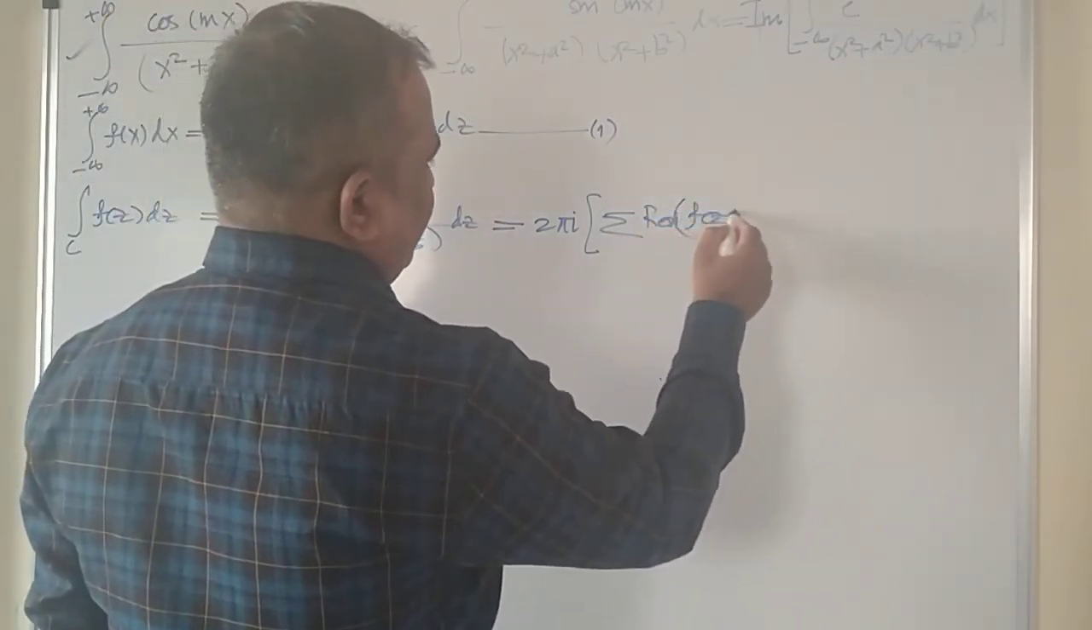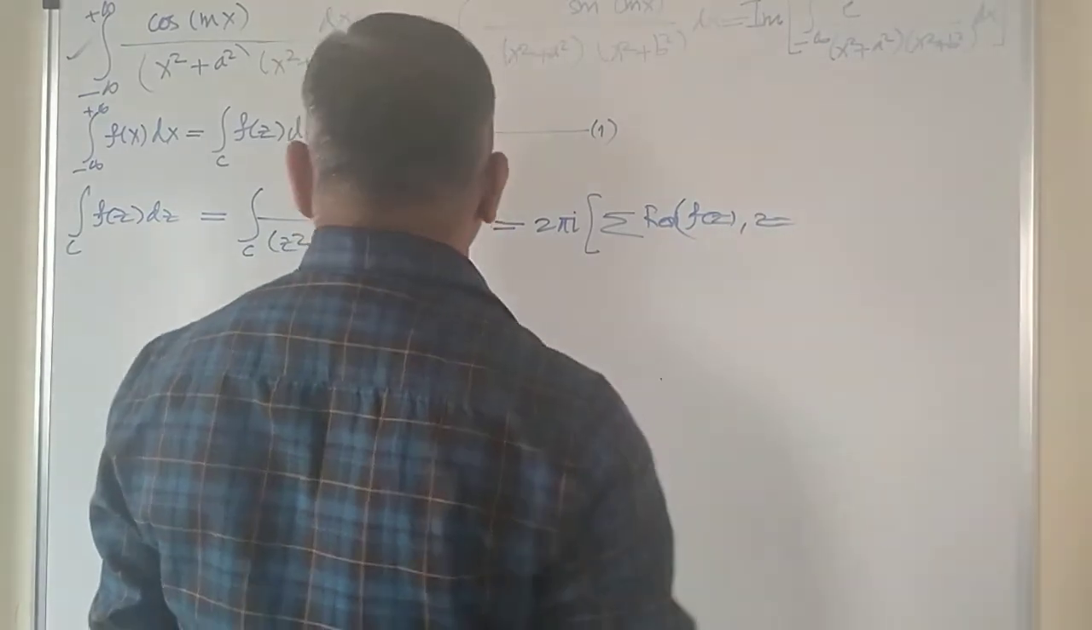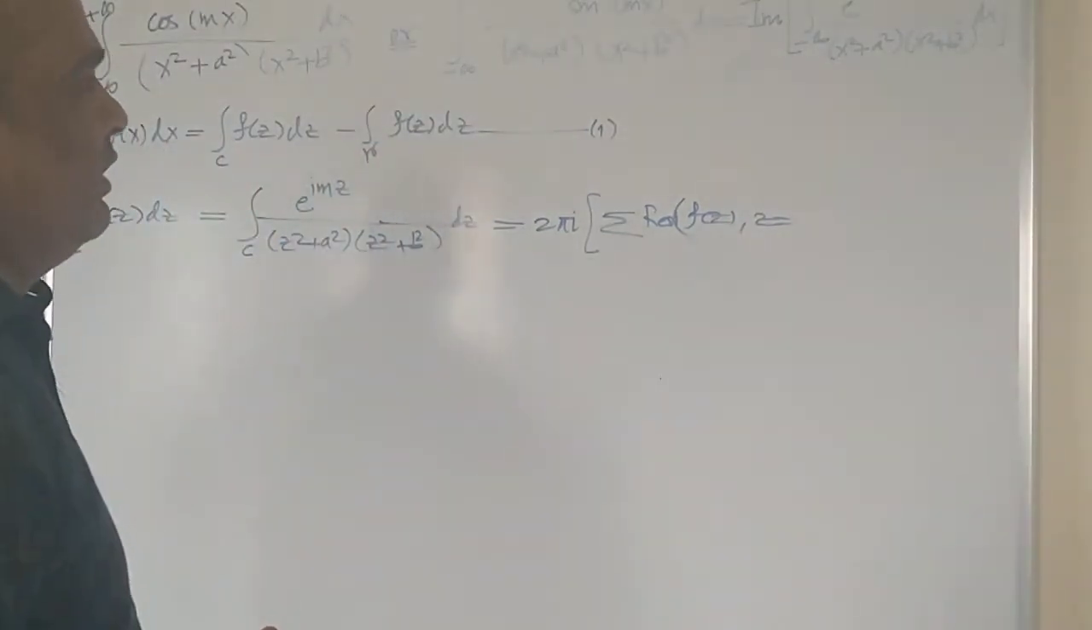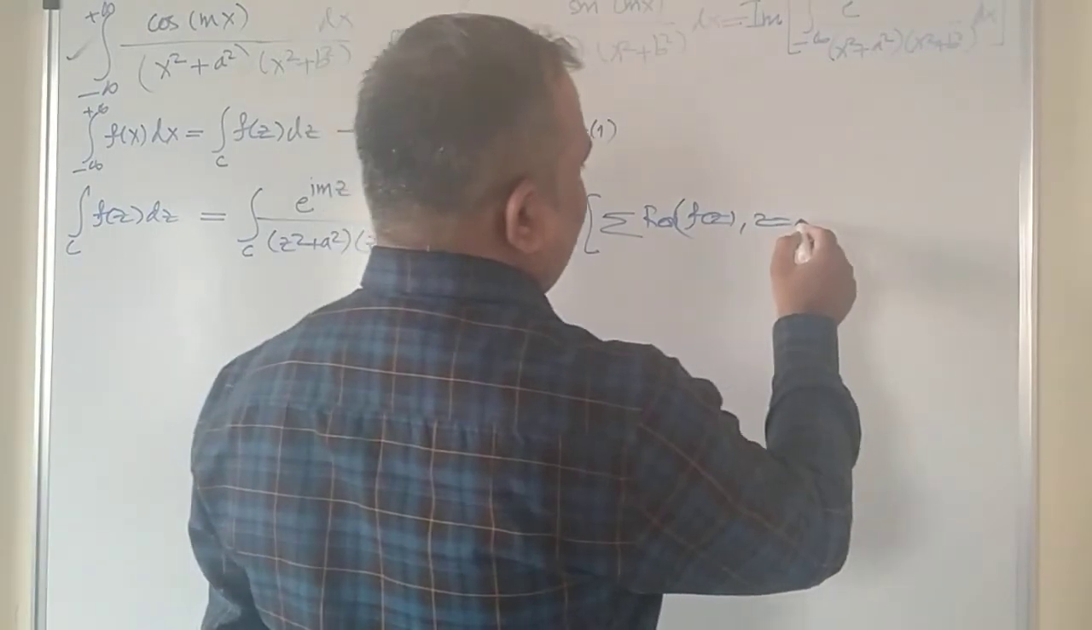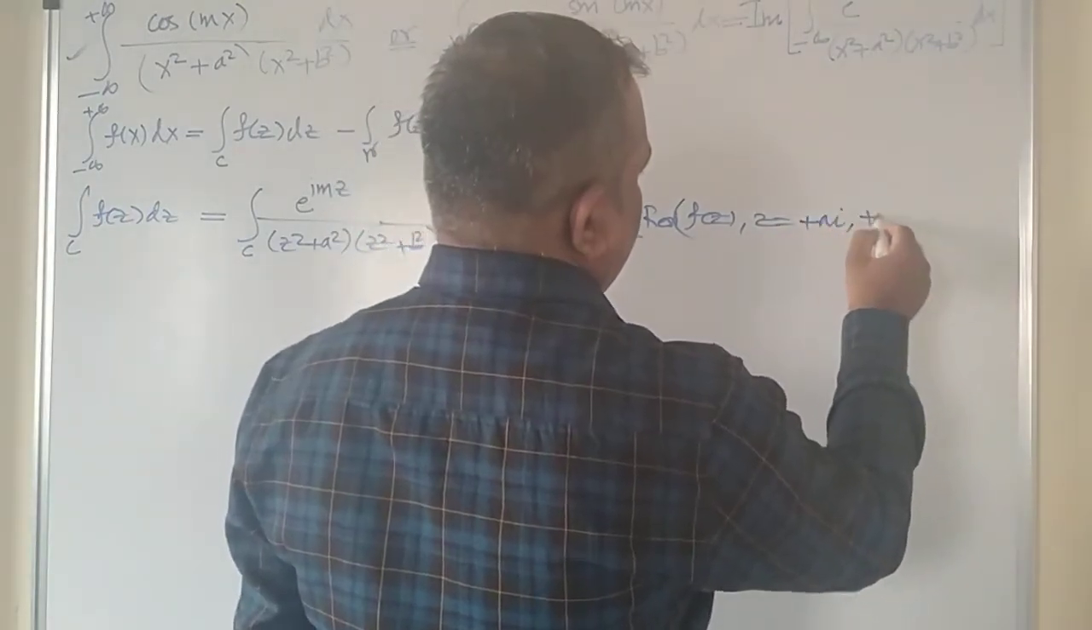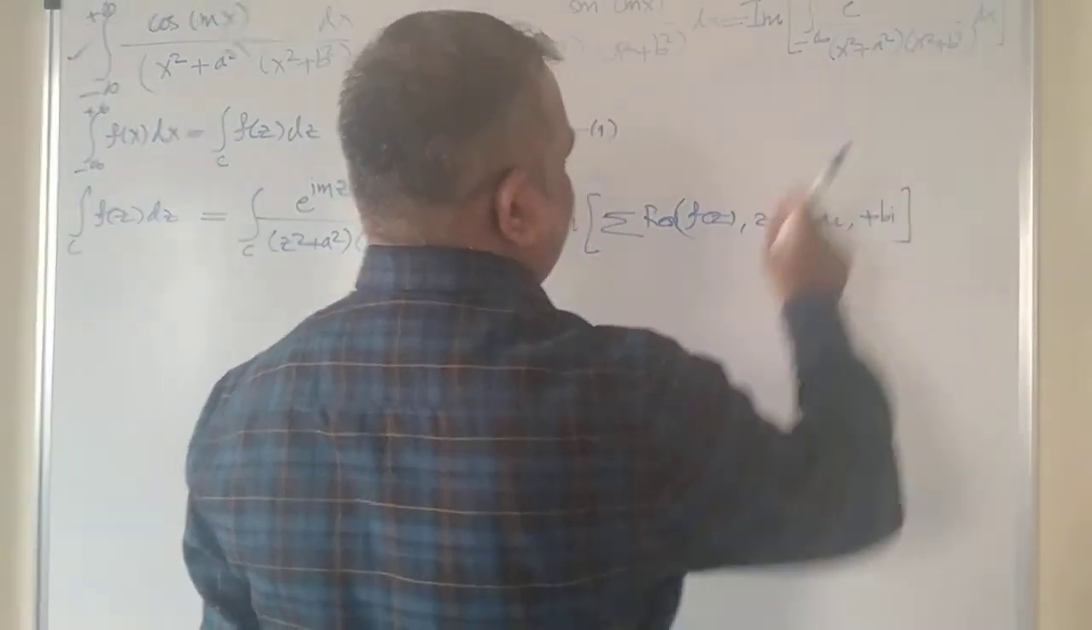And this can be solved by using the Cauchy residue theorem, that is 2 pi i into the summation of residues of the function f of z at z equals to what are the singular points? The singular points are plus ai and plus bi, right? This one.